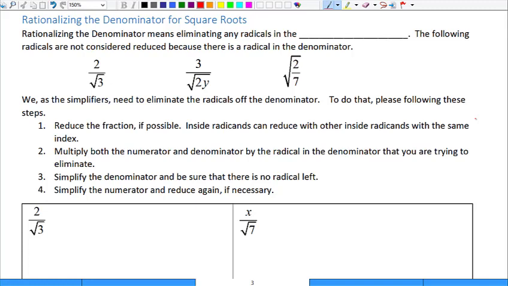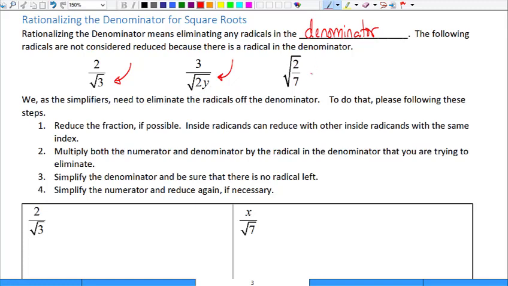The next task we're going to learn is to rationalize the denominator for square roots. Rationalizing the denominator means eliminating any radicals in the denominator, which is the bottom of any fraction. The following radicals are not considered reduced because there is a radical in the denominator. So here we have root 3 in the bottom, and here we have root 2y in the bottom.